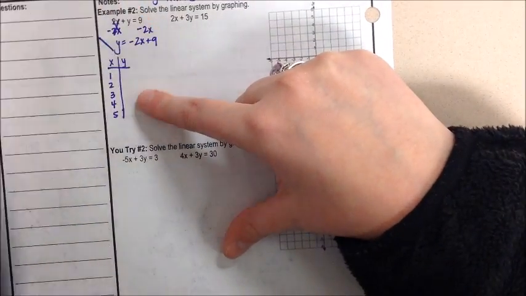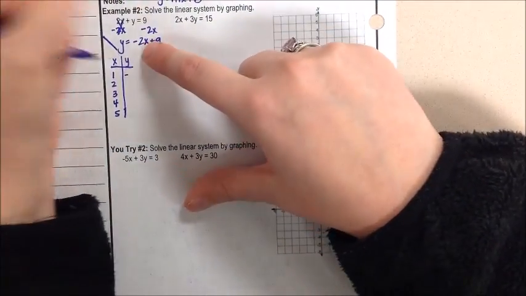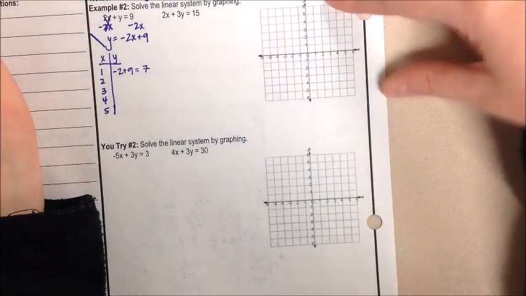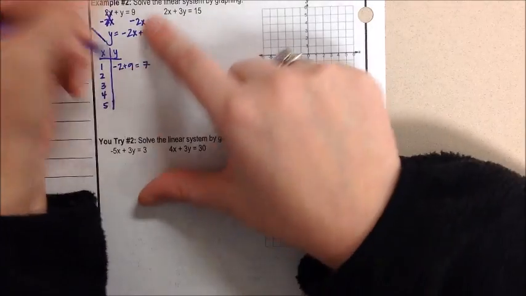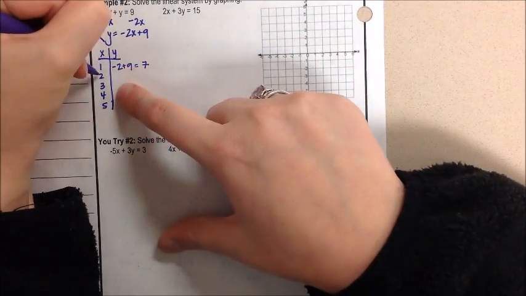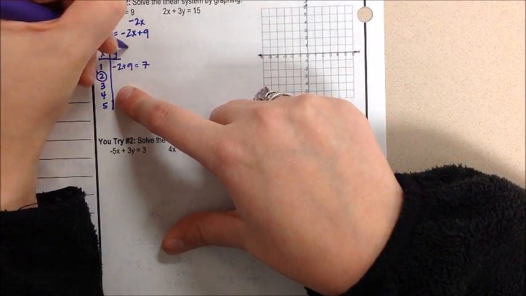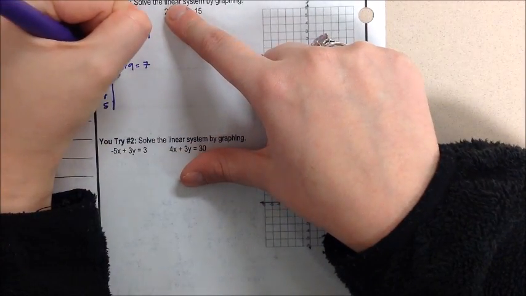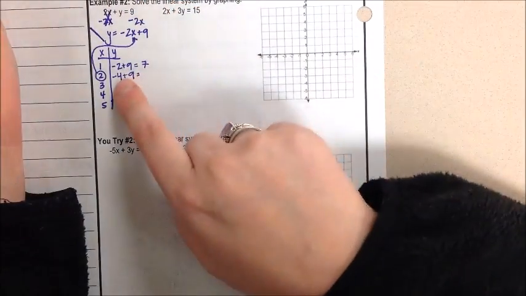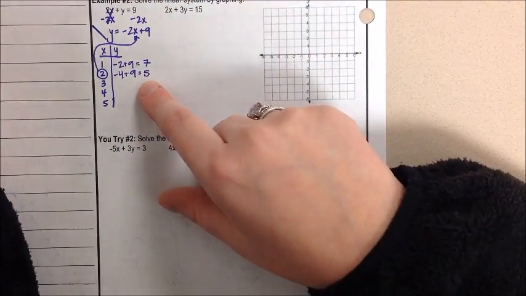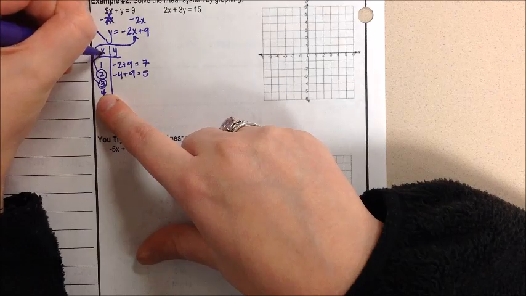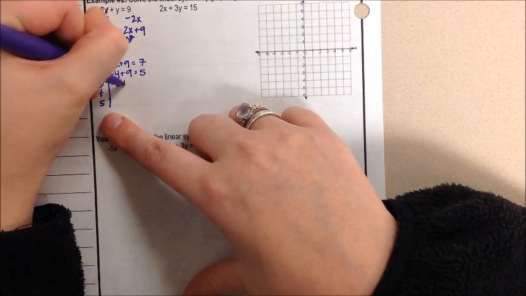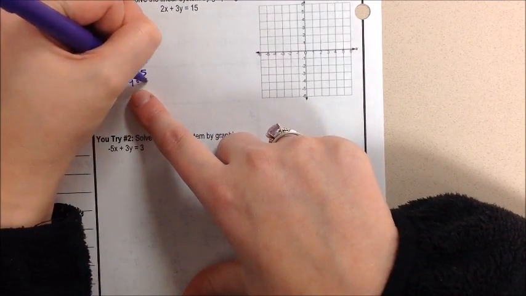If I plug in 1 here, -2 times 1 is -2. -2 + 9 is 7, so that still won't work. -2 times 2, again I'm just plugging these values in for x, is -4. -4 + 9 is 5. Let's do it for 3, plugging in 3 here. -2 times 3 is -6. -6 + 9 is 3.